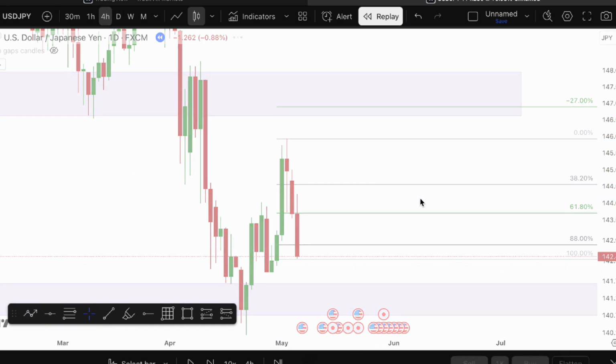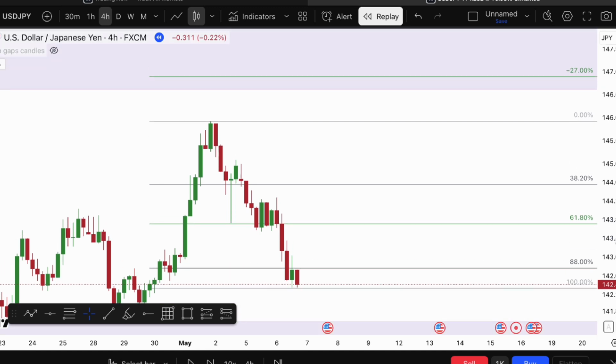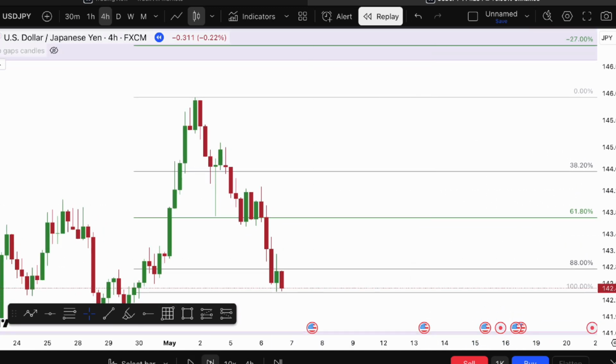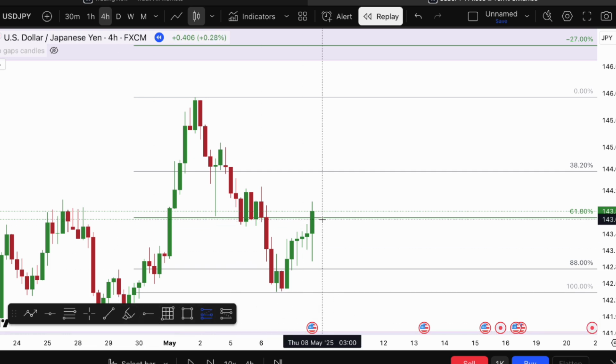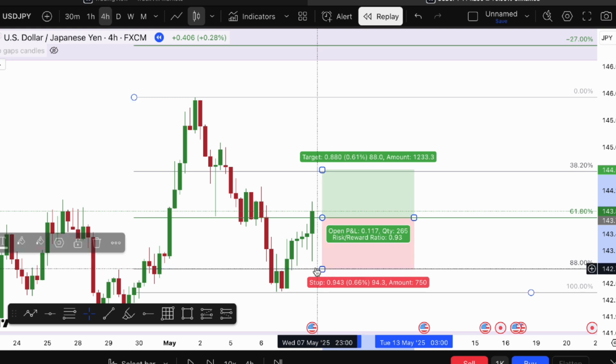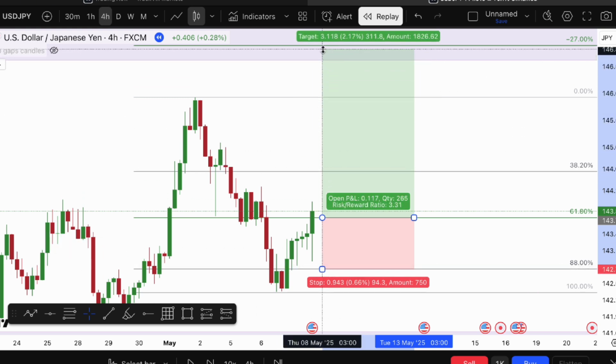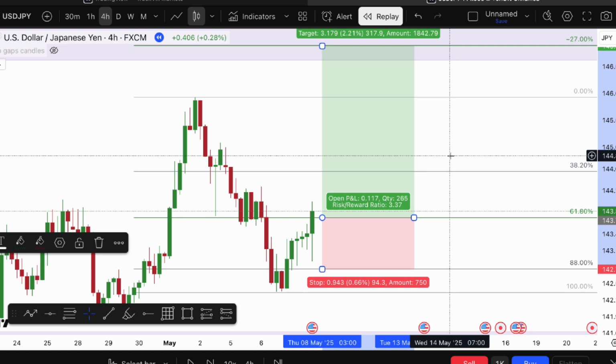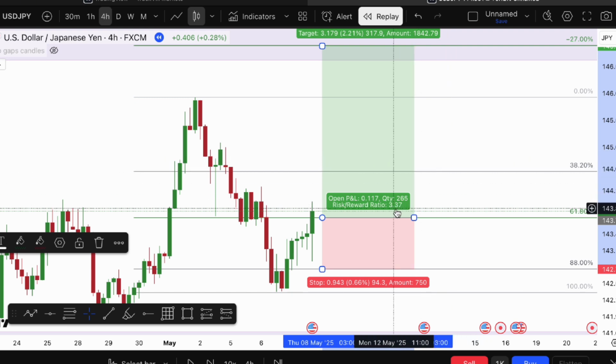Then we go to the 4 hour, and on the 4 hour, we will be waiting until we have the break of the 61 level. As soon as we have the break of the 61 level, we can now place our order on the 61 level, stop loss on the 88, and our take profit on the negative 27 to create at least a 1 to 3 risk to reward.